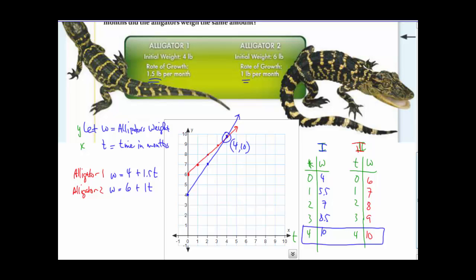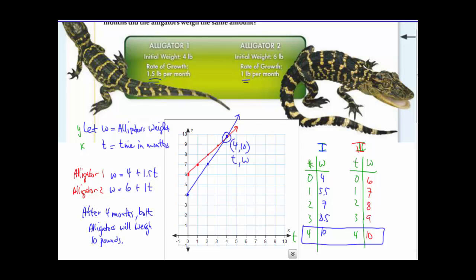So answering the question, after how many months did the alligators weigh the same? We know, based on the 4, which is T, months, and then W in pounds, we could say, after 4 months, both alligators will weigh 10 pounds.